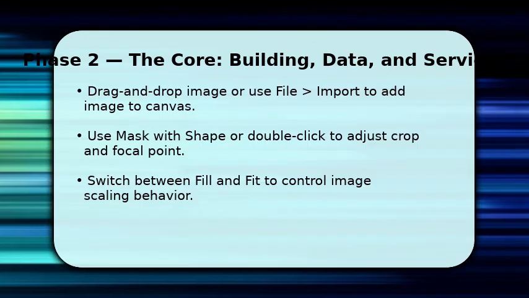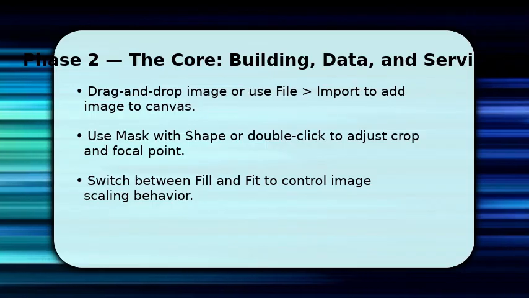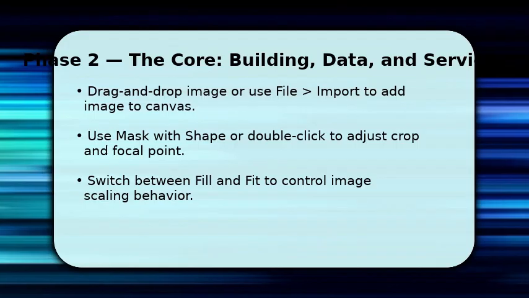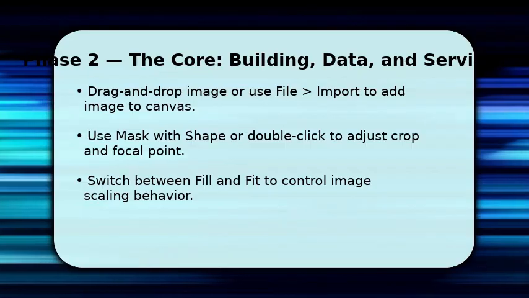After the image appears, use a shape as a mask to define crop and focal area, then double-click the image to pan or resize inside that mask, because that preserves composition. Next, toggle the Fill versus Fit option in the Property Inspector to control scaling. Fill covers the shape, Fit preserves the full image. Once adjusted, group or pin to keep layout stable.